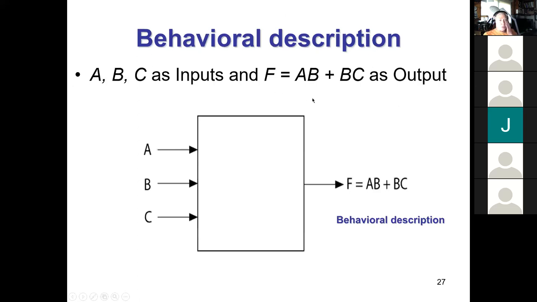All right. So here's a behavioral description. A, B, and C are inputs. F equals AB plus BC is an output. All right, so AB ANDed together ORed with BC. So if B is zero, it's going to be zero. So we have three inputs, A, B, C, and we have this output. So here's a behavioral description.